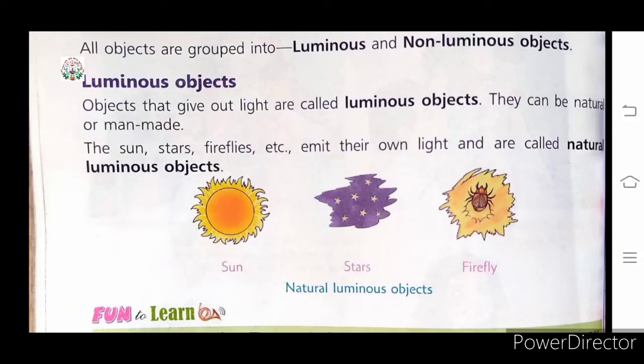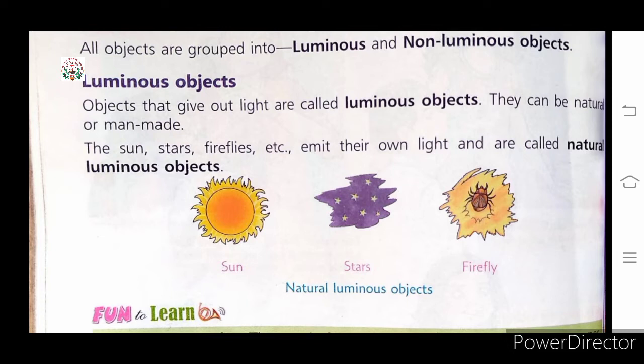Hello everyone. In our last class, we completed luminous objects. So let's once again revise that much, children. All objects are grouped into luminous and non-luminous objects. So what are the luminous objects, children? Objects that give out light are called luminous objects.